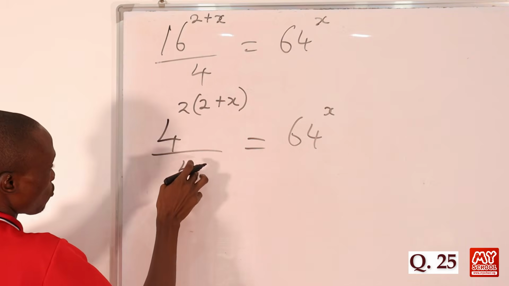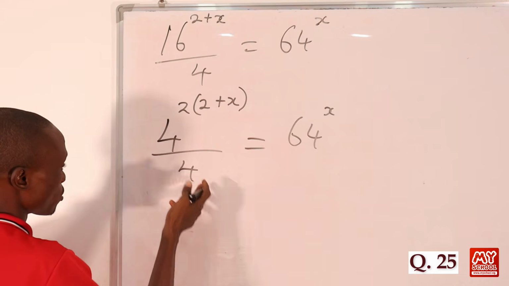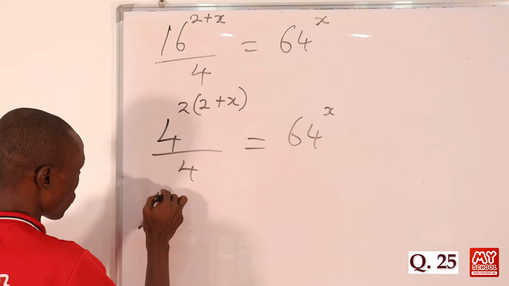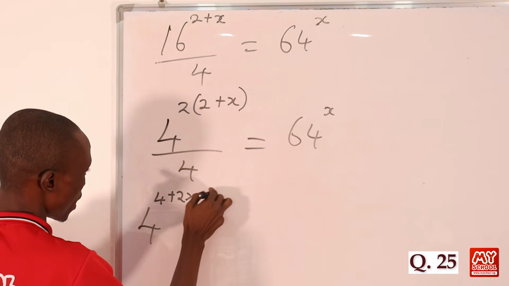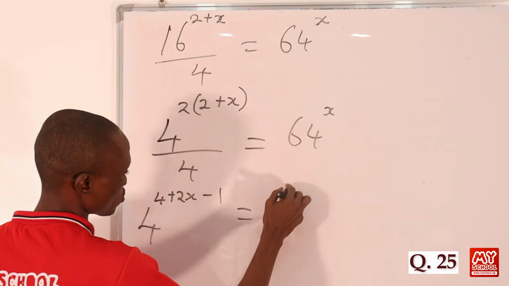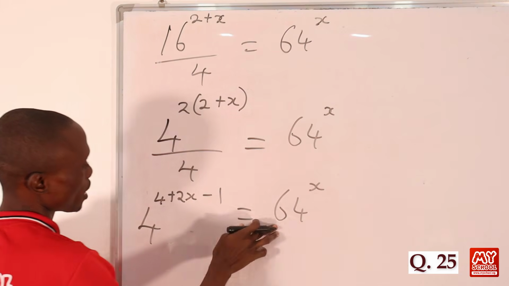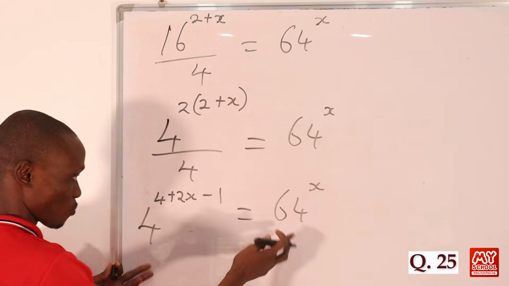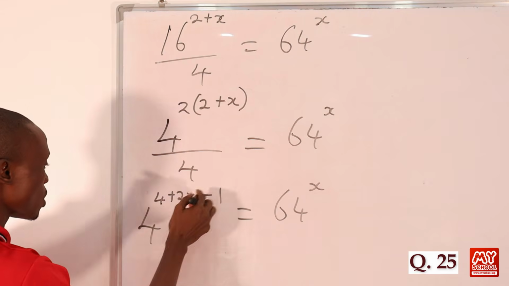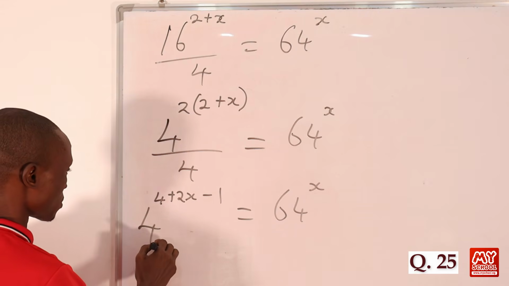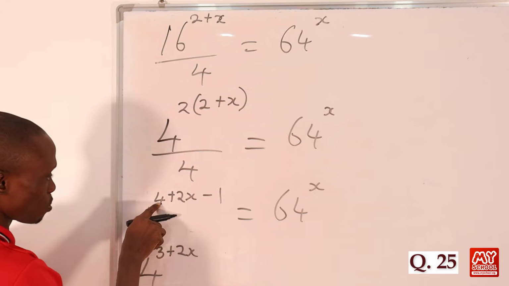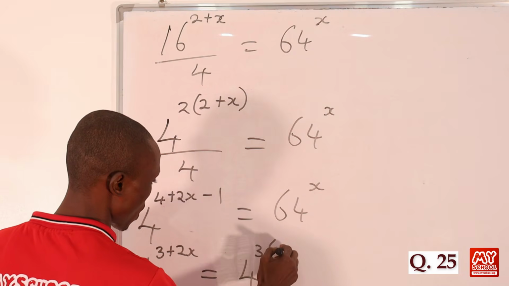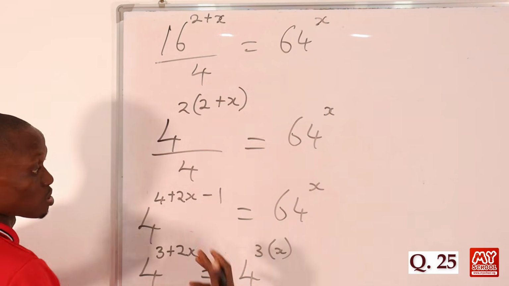So basically our 4 here is actually raised to power 1. Okay, so this becomes 4 raised to power, of course we multiply this out to clear the bracket, so we're having 4 plus 2x minus 1. Okay, and this is equal to 64 raised to power x. So we can as well still express this 64 in index form so that the base also will be equal to 4. Okay, because we can actually do that. So here we'll be having 4 raised to power 3 plus 2x, because this will be 4 minus 1. Then this will be equal to 4 raised to power 3 raised to power x, because 4 raised to power 3 is equal to 64, right?